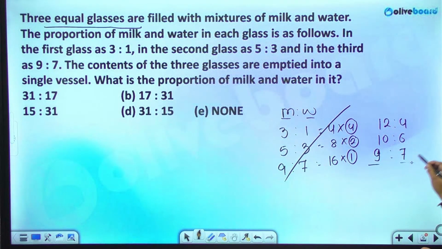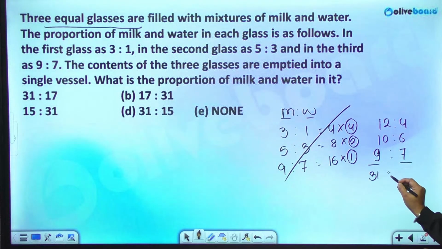Add this ratio. 10 plus 12 is 22, 22 plus 9 is what? 31. And what about this? 17. So 31 ratio 17 is the answer.